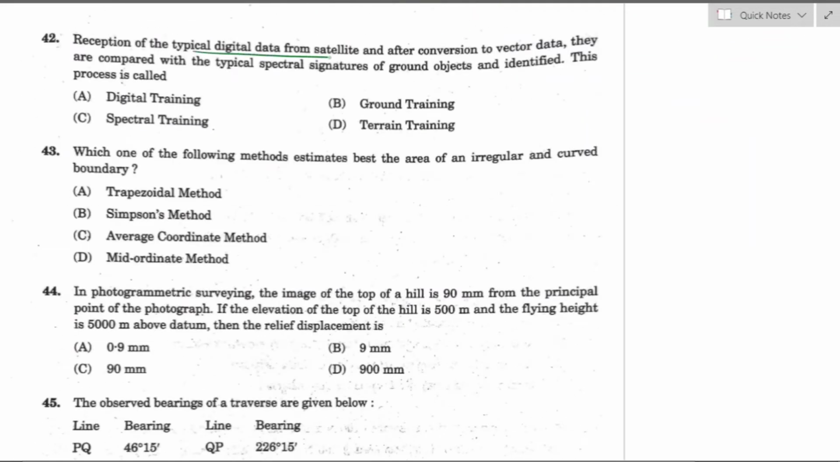Question number 42. Reception of typical digital data from satellite and after conversion to vector data, they are compared with the typical spectral signatures of ground objects and identified. This process is called.